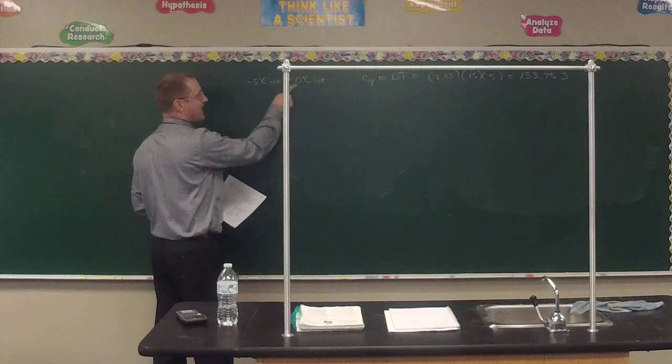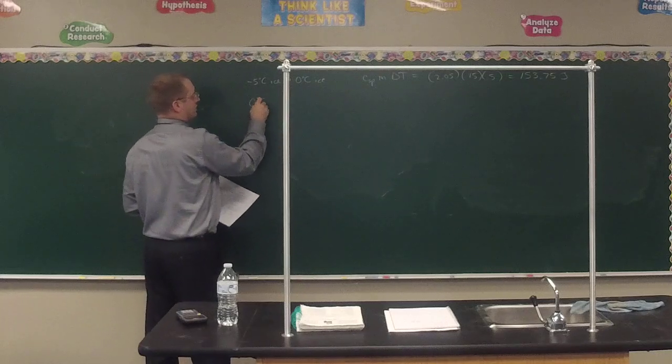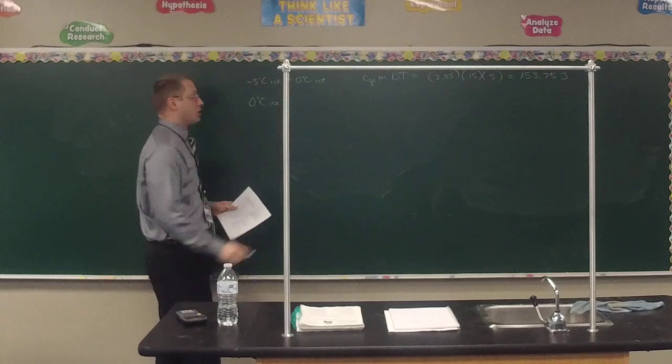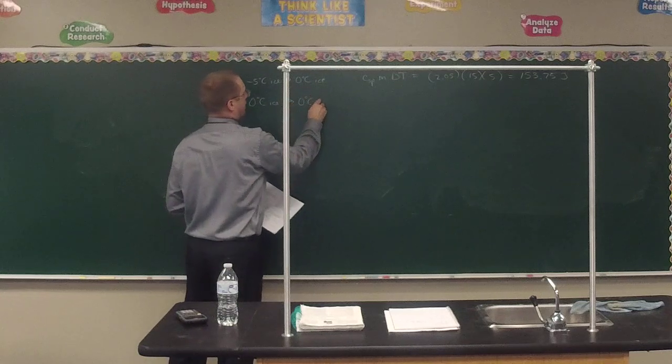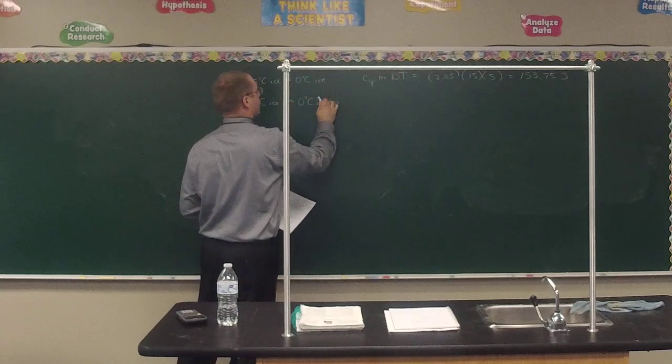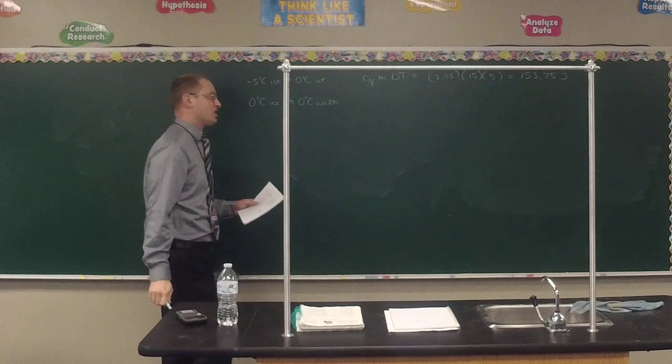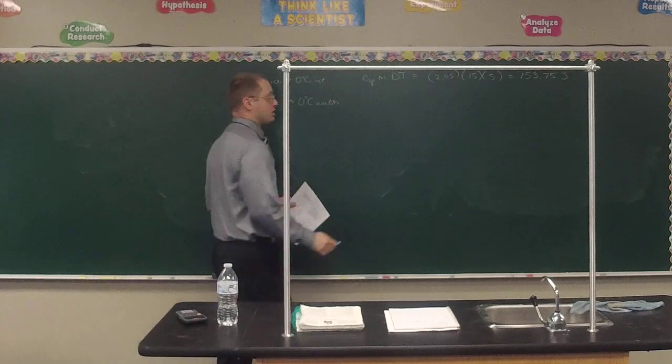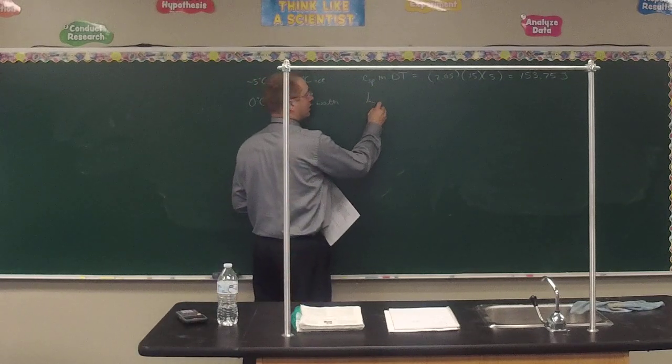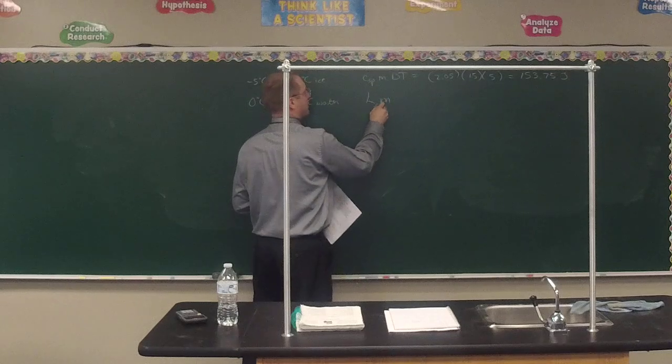Once we've got the ice at 0 degrees, what do I need to do with the 0 degrees Celsius ice? Turn it into 0 degrees Celsius water. Here, we're not trying to change the temperature. We're just trying to melt it, change its phase. So for this, I use the equation Q equals L sub F times M.